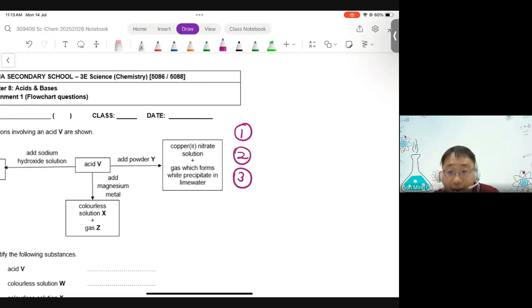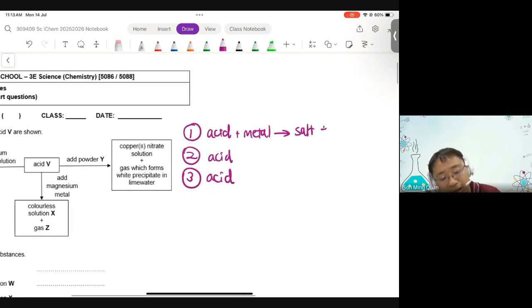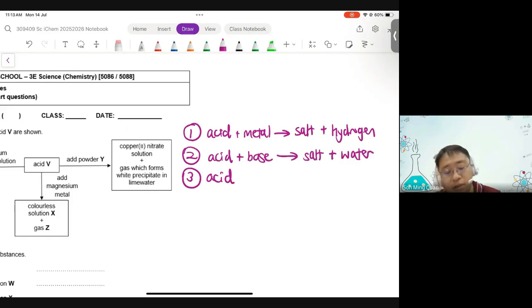Now, the 3 reactions firstly are acid reactions. So it's acid, acid, acid. I would appreciate if you can copy down and list down the 3 reactions of acids. So what are the 3 reactions of acids? Well, the first reaction we learned, acid plus metal gives you salt and hydrogen gas. The second reaction, acid plus base, forms salt and water. And finally, the third reaction of acids, acid plus carbonate, forms salt plus carbon dioxide gas plus water.